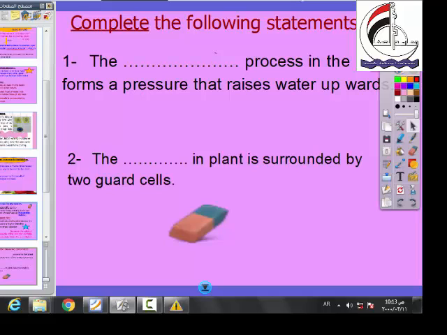Complete the following statements. The transpiration process in the plant forms a pressure that raises water upward. Transpiration, excellent. Number two, the stomata in the plant is surrounded by two guard cells.